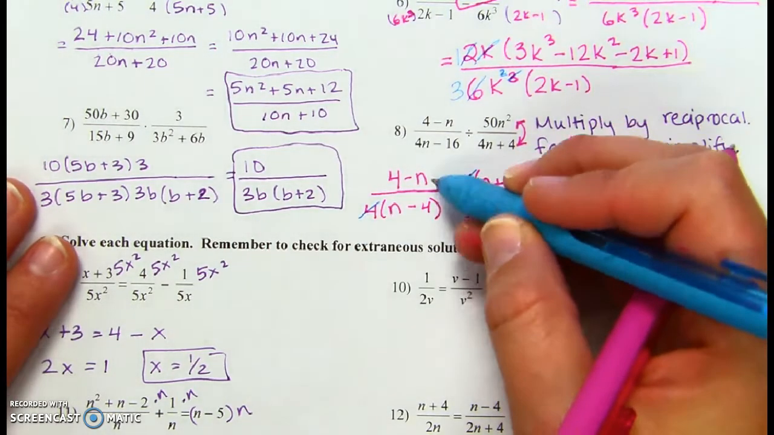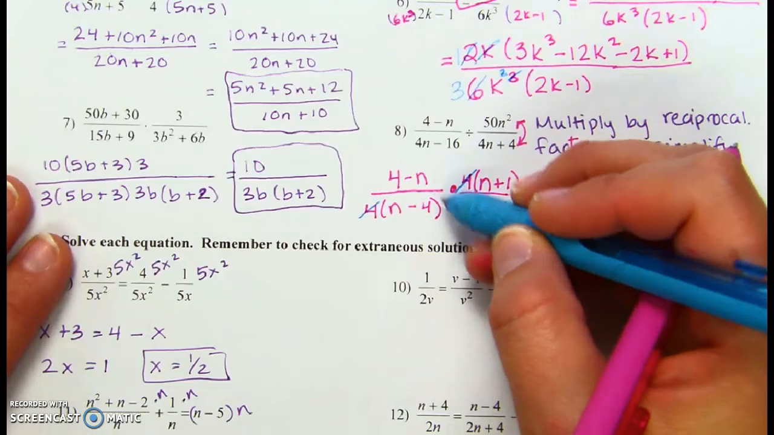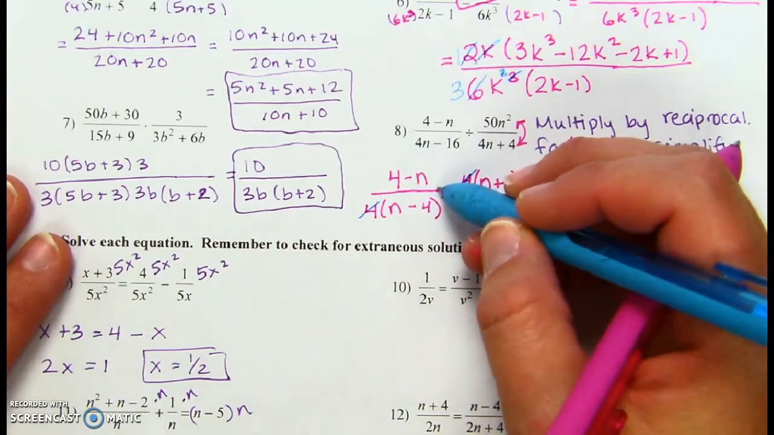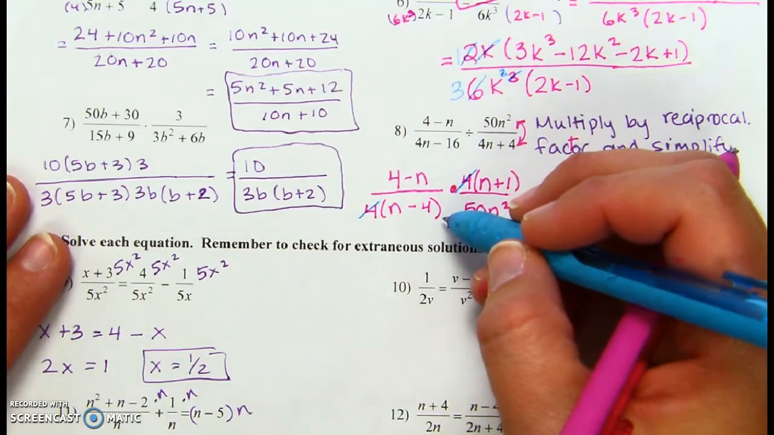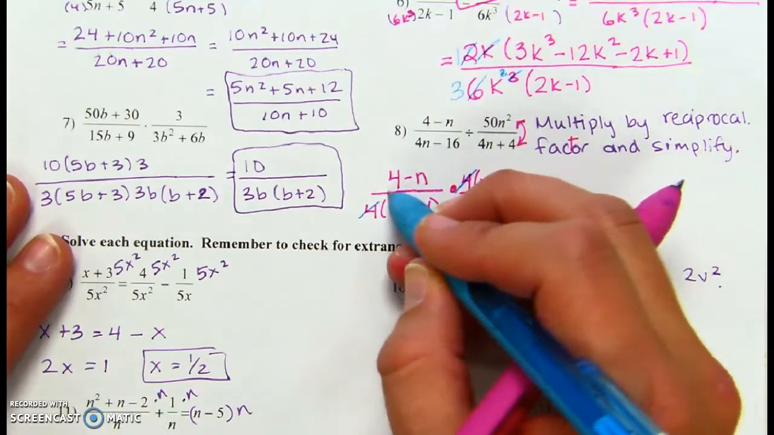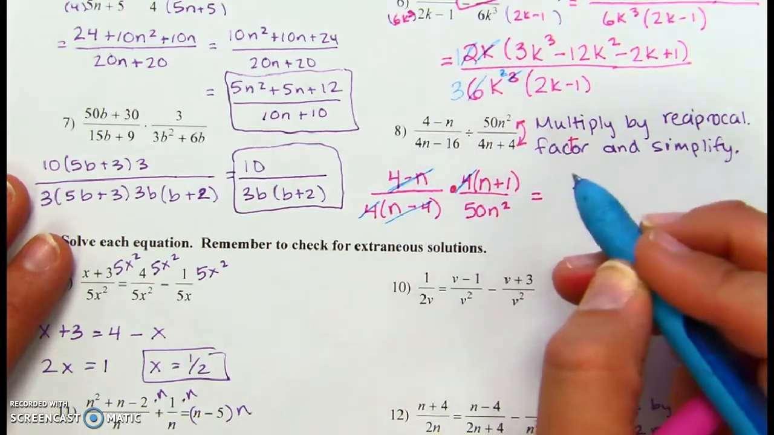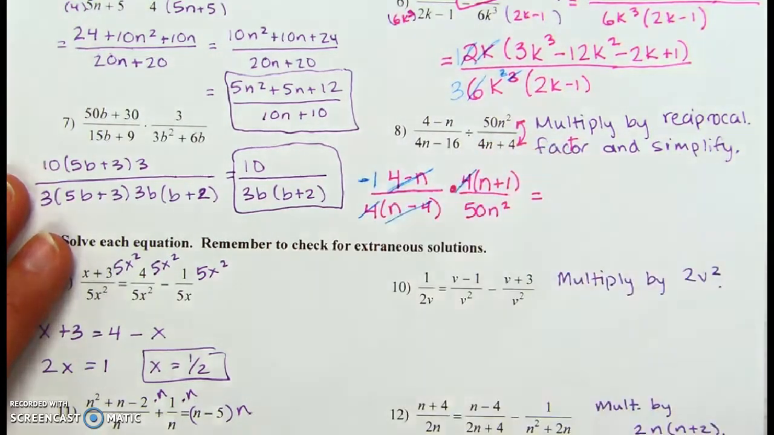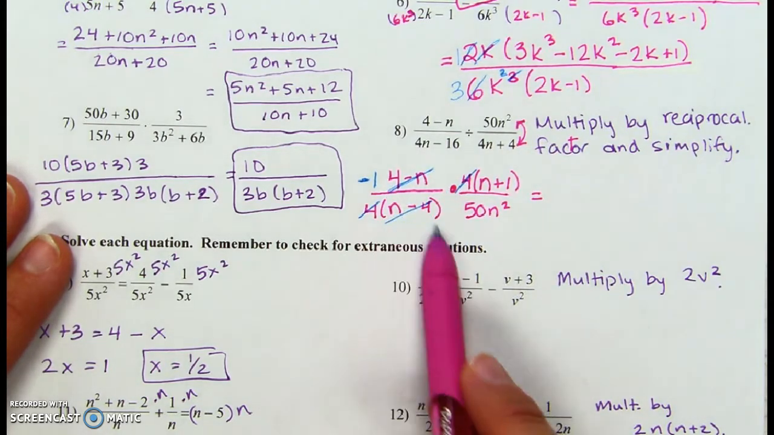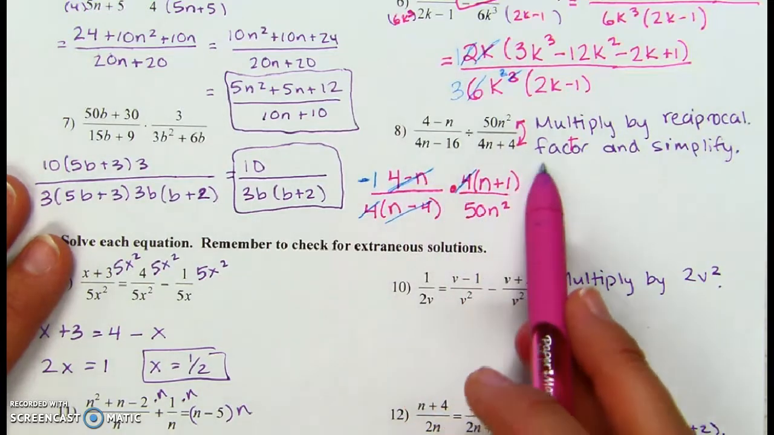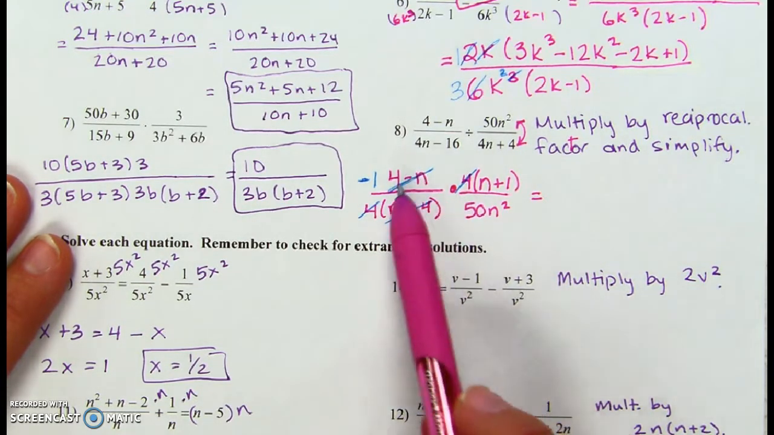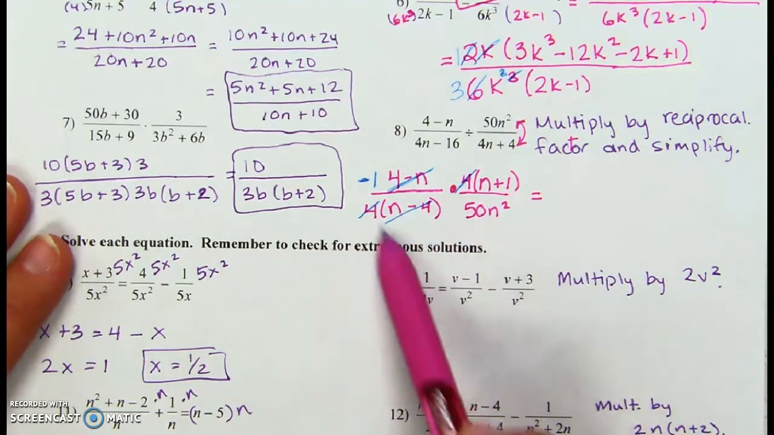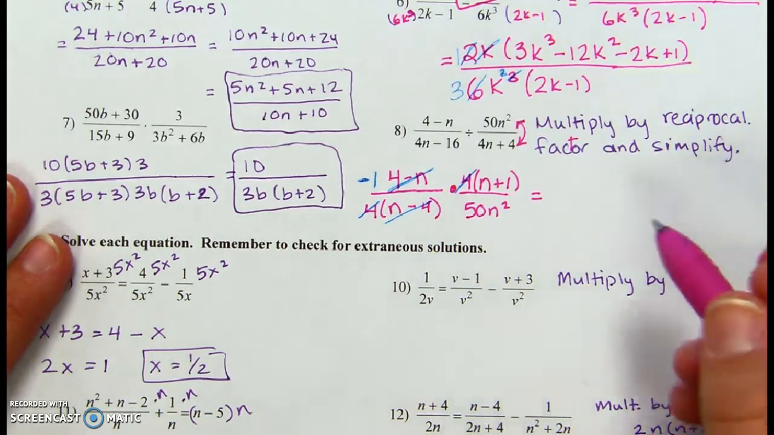Okay, I don't know if you remember this or not, but I showed you one day. If you have 4 minus n over n minus 4, do you remember what that cancels to? Not 1. It cancels to a negative 1. They're called opposite factors. Anytime you have x minus 3 over 3 minus x, or 2 over 2 minus x, they're called opposite factors. They cancel to a negative 1.